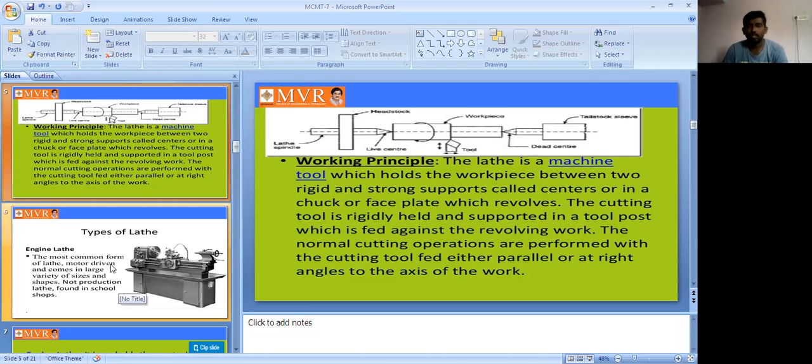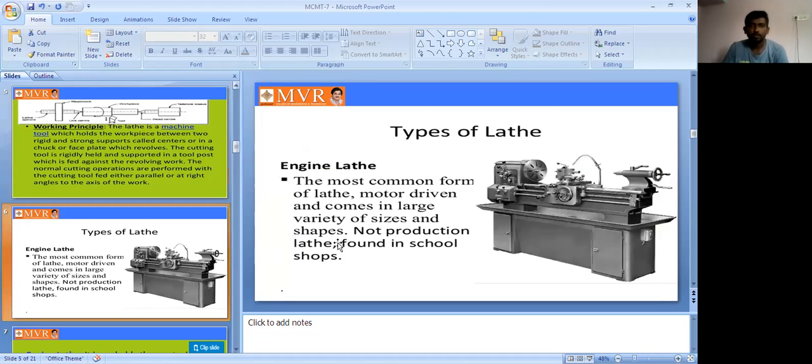Next, we have the types of lathes. Right now we are discussing the engine lathe. That was the introduction of the lathe: a machine used to remove metal from the workpiece to get a desired shape and size. The previous slide covered the working principle, and in this slide we discuss the engine lathe.